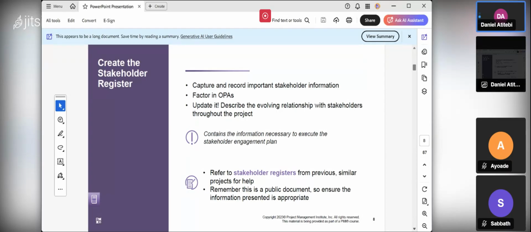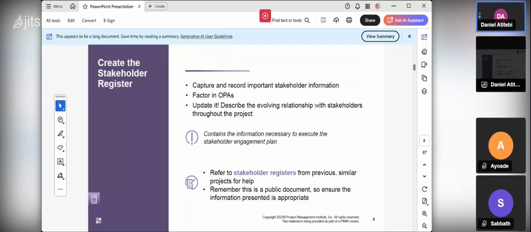So all the stakeholders that you have identified, you have to document their information inside the stakeholder register. That means that you have to create a stakeholder register. You use it to do what? To capture and record important stakeholder information.